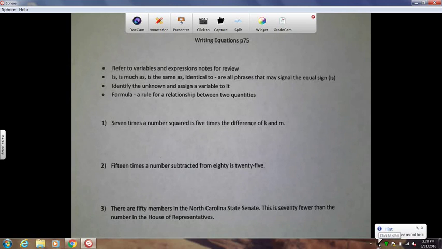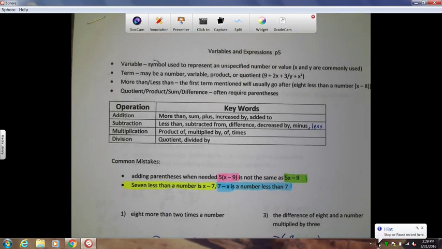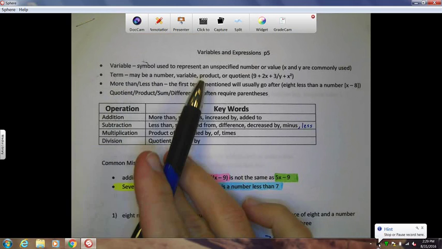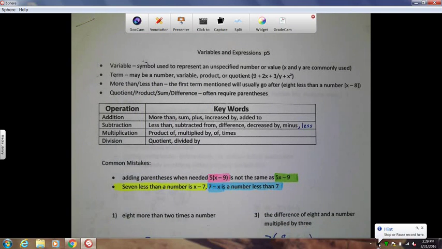Okay, we're going to work on the writing equations notes. And the first thing it says is to refer to variables and expressions notes for review. So I'm going to check some of those for review. Here are some things you need to make sure you know. Of course, what a variable is and what a term is.